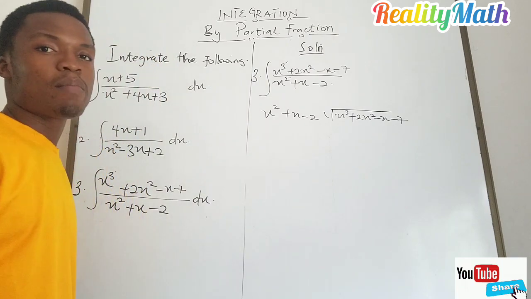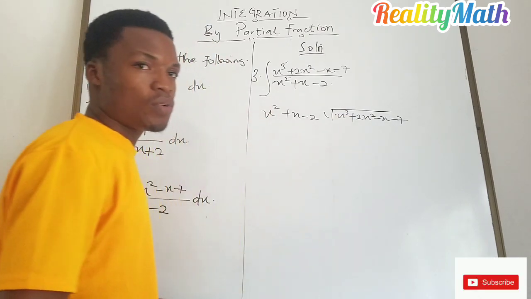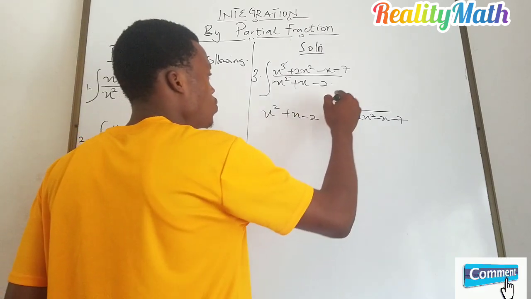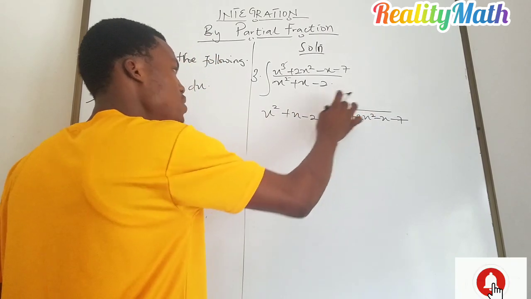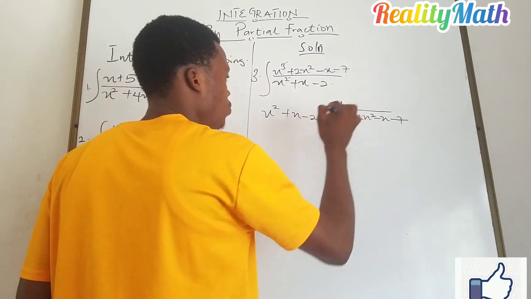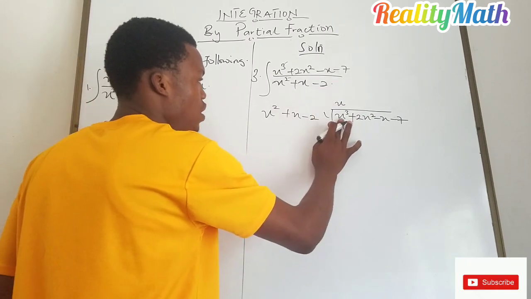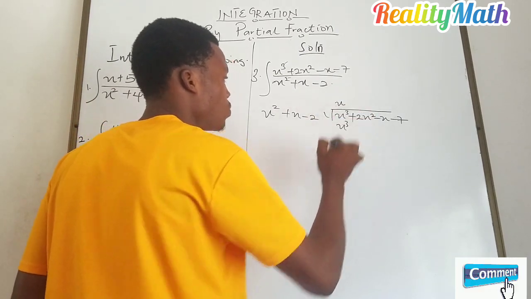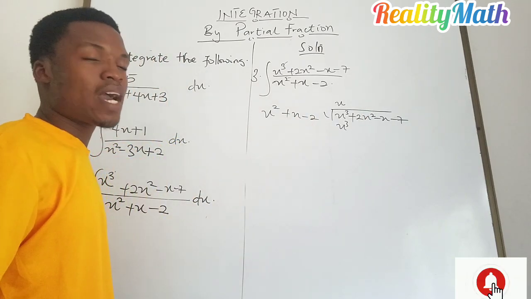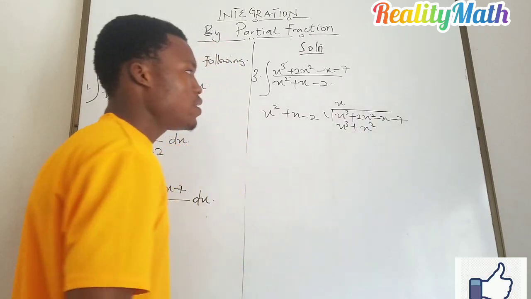So let's take it step by step. When x squared divides x cubed, what do you have? You have only x. So this is going to be x. So x multiplying x squared will now give me back my x cubed. All right, this x multiplying another x here will now be x squared. So we are having a plus x squared.